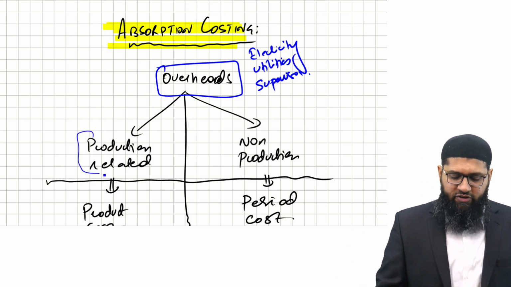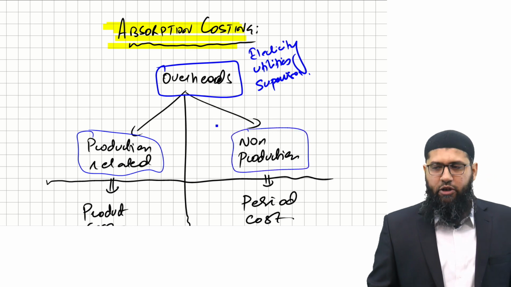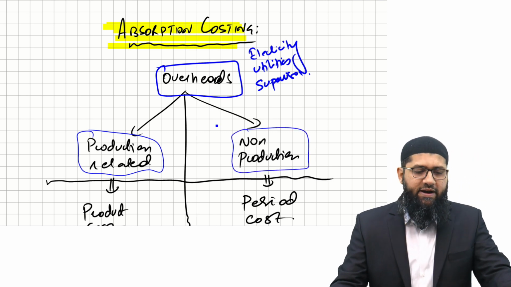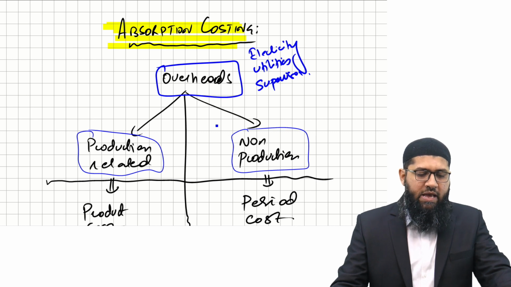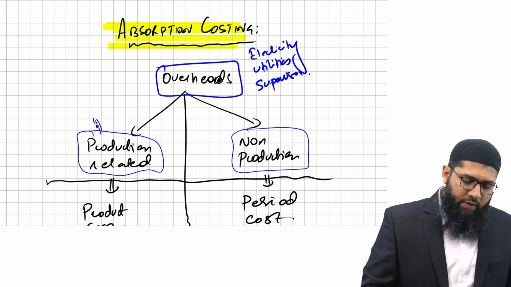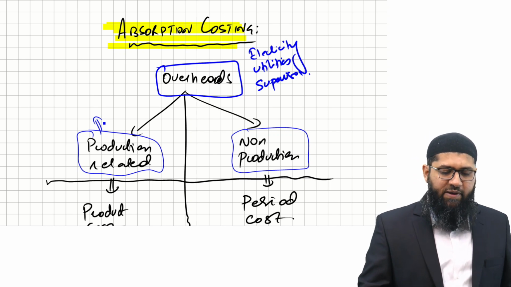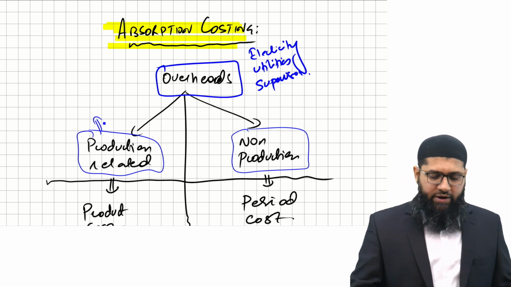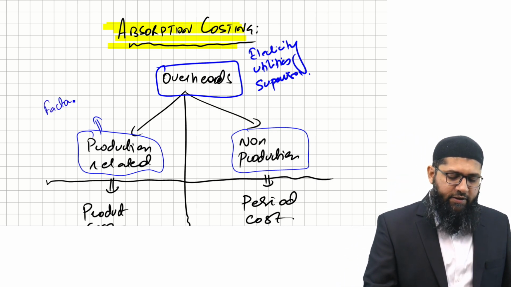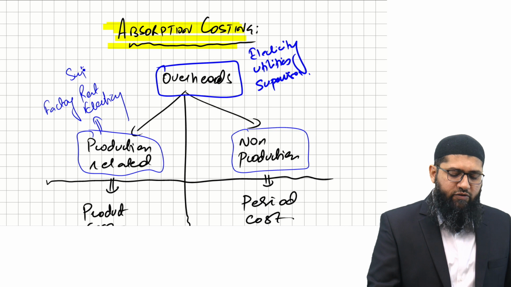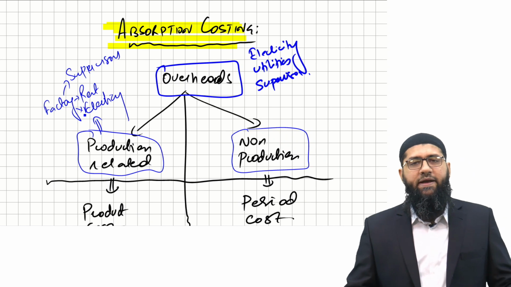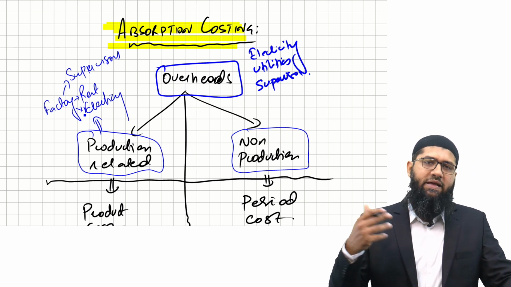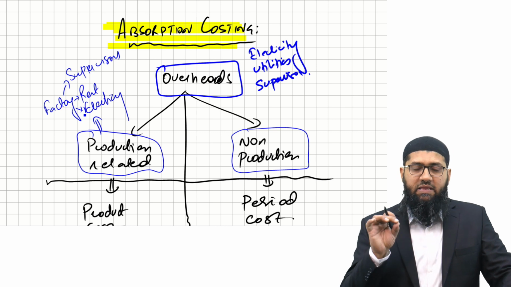The overheads could be production related. The overheads could be non-production. What do we mean by production related overheads and what do we mean by non-production overheads? Production related overheads are the overheads pertaining to the manufacturing side, to the factory. Like you have the factory rent, the electricity of the factory, supervisors who are operating at a factory, etc. This is all going to be considered as your production overheads.